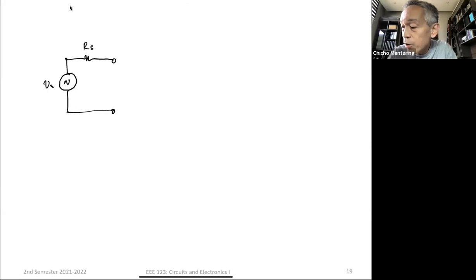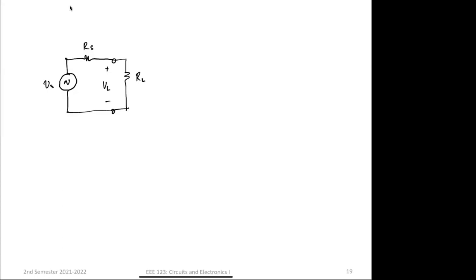Okay. Let's say I want now to connect a load, and the load resistance is R of L. What will be the voltage across my load? What will be V of L? Can you tell me what it will be, Clyde? Ano yung magiging value ng V of L? Voltage divider po. Yes, voltage divider.